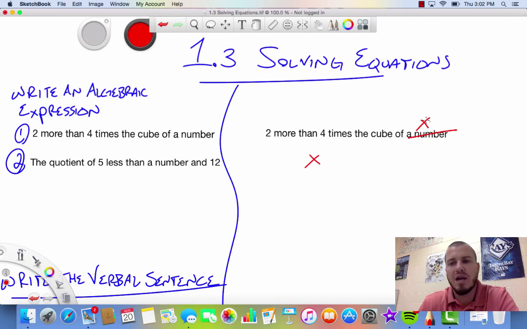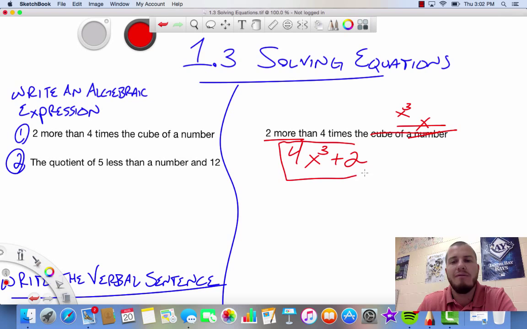2 more, and then once I cross that off and use x, now I'm going to read the same thing over again. In place of a number, I'm going to say x. 2 more than 4 times the cube of x. We'll have the cube of x. Okay, so 2 more than 4 times x cubed. 4 times x cubed, I'm multiplying 4 with x cubed. And to do 2 more than that, that's going to be adding 2 to it. So I have 4x cubed plus 2.